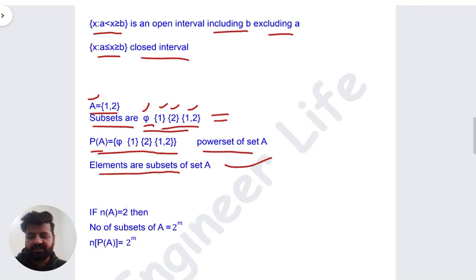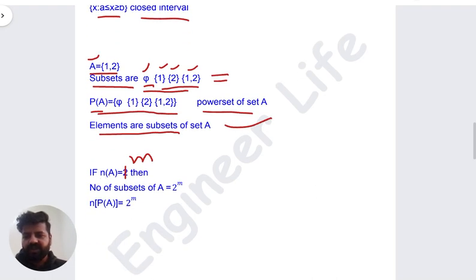My dear, this is not 2, this is M. As we know, n(A) means the number of elements in set A. If the number of elements of set A is M, then the number of subsets we can make is equal to 2 to the power M.